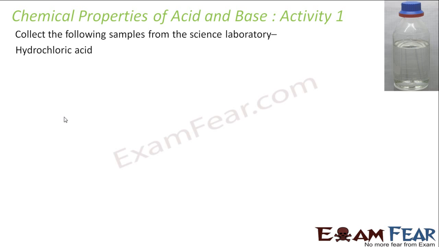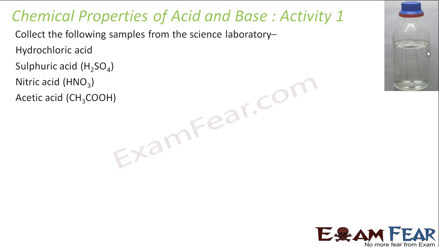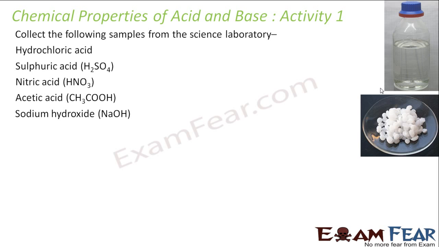Hydrochloric acid, if you see, it will be something like this. It will be transparent in color. Sulfuric acid will also be something like this. It is very difficult to differentiate between hydrochloric and sulfuric acid just by the look. Nitric acid also will be looking like this only. Acetic acid will also look like this. It will be transparent. Sodium hydroxide is solid generally, so it will look like this.